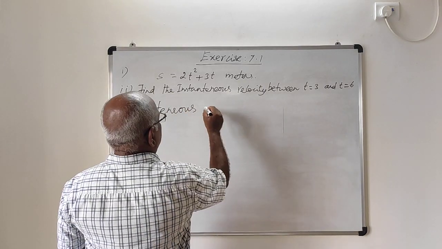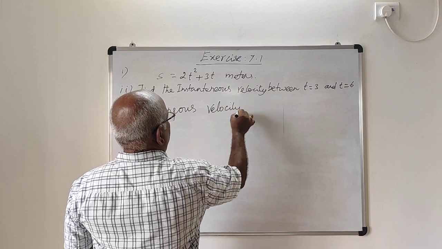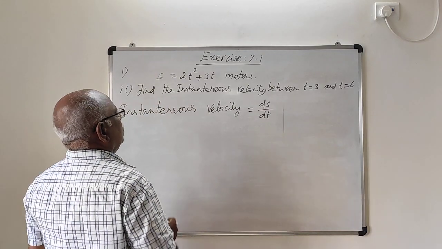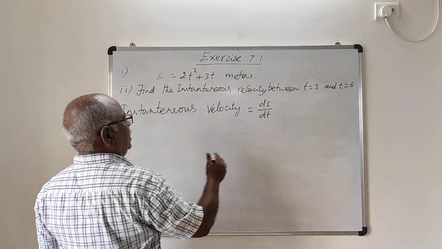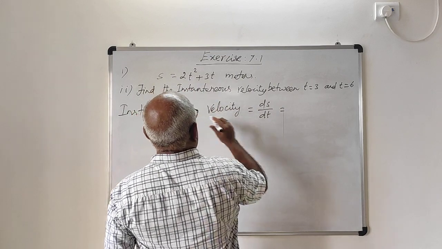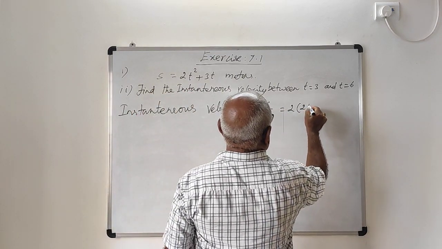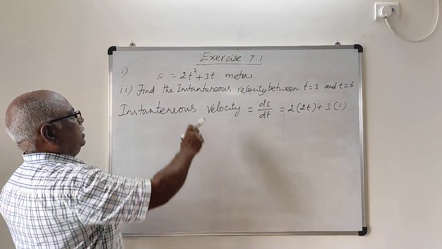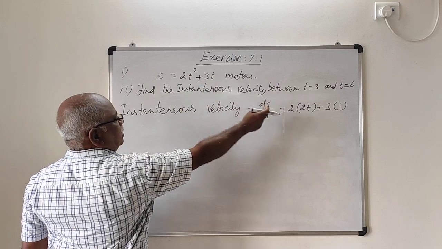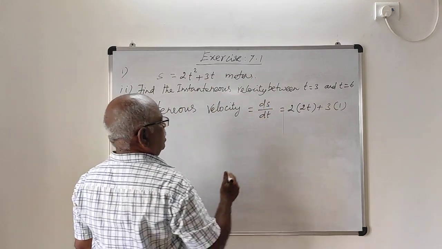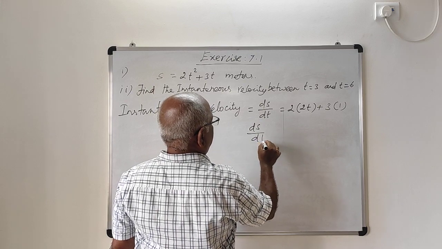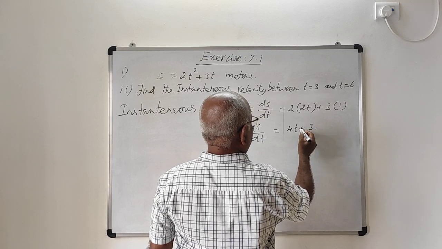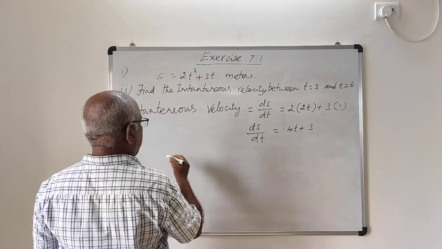Instantaneous velocity is ds by dt. What is s? This is 2t square plus 3t. ds by dt is 2 into the derivative of t square, which is 2t, plus 3 into the derivative of t, which is 1. So the instantaneous velocity ds by dt equal to 4t plus 3.